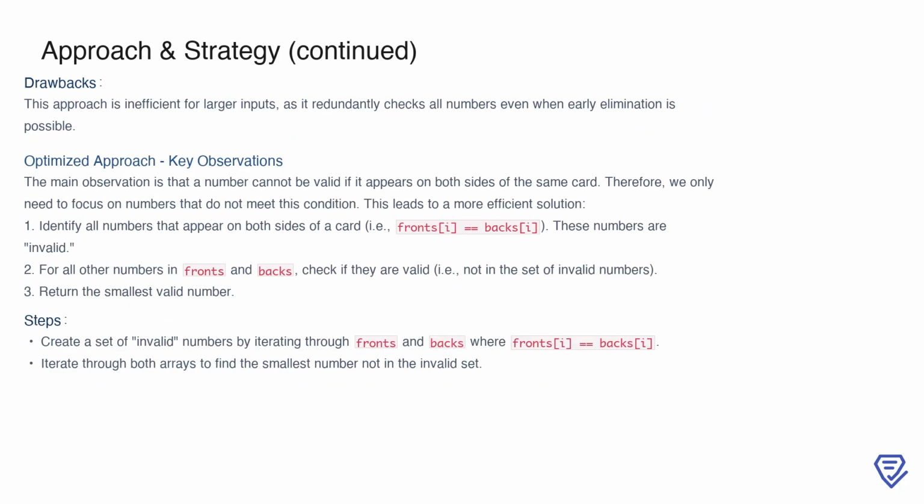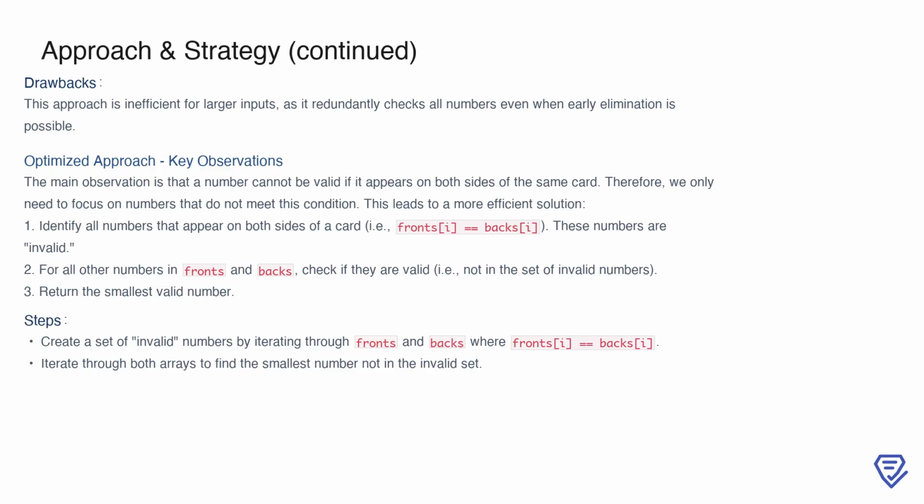The brute force approach, while straightforward, has significant drawbacks. It is inefficient for larger inputs because it unnecessarily checks all possible numbers, even when some can be eliminated early. To address this inefficiency, we can use an optimized approach based on key observations about the problem. Specifically, we observe that any number that appears on both sides of the same card cannot be valid. With this insight, we can focus only on numbers that do not meet this condition.